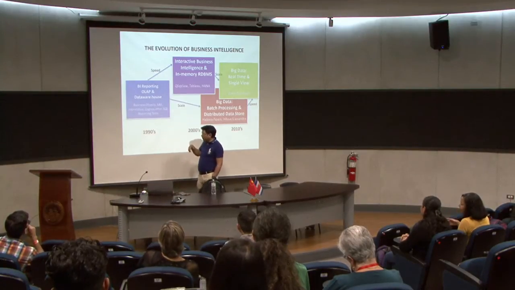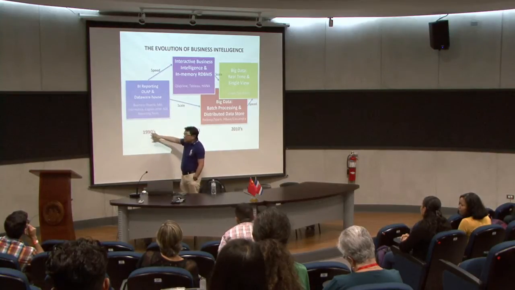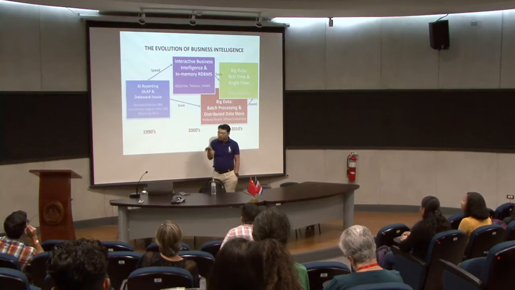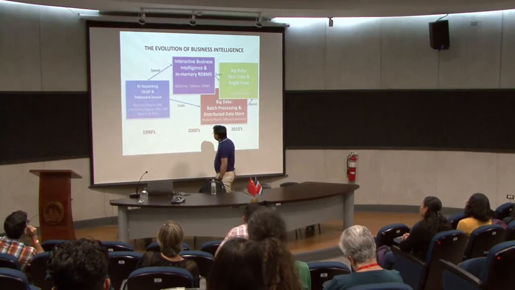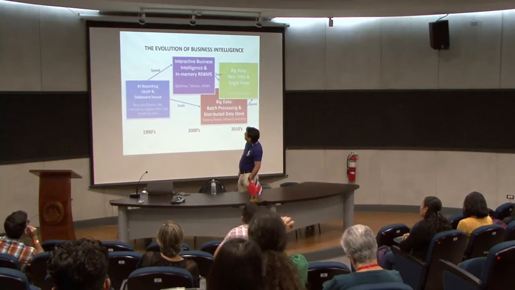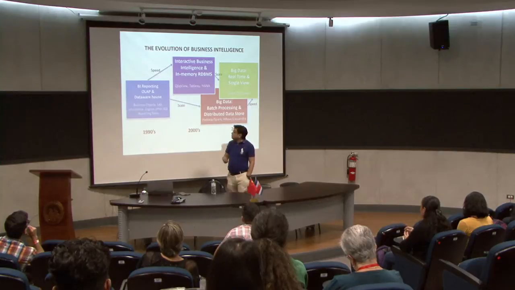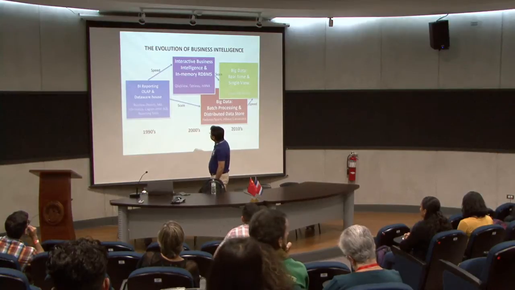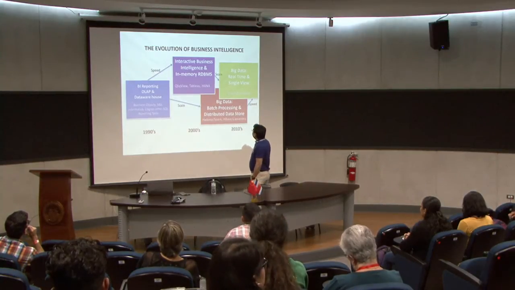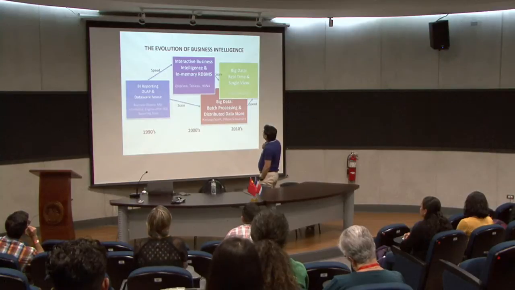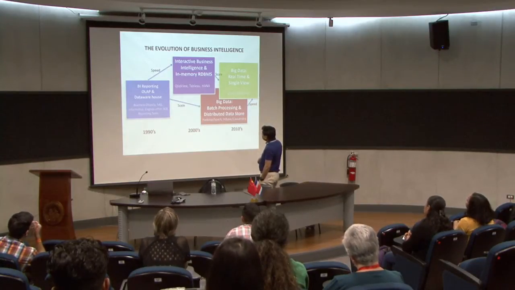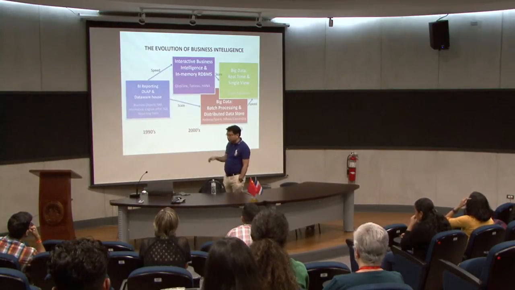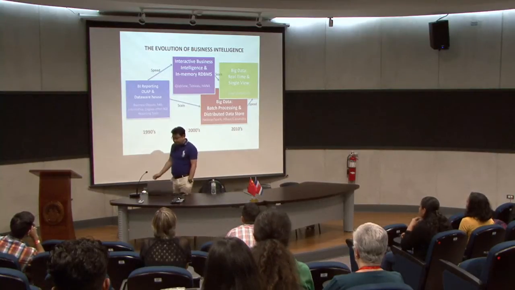As mentioned before, in the 1990s we used OLTP and data warehouses to manage data. In 2000, we used interactive business intelligence and in-memory RDBMS to manage the databases. And now, in 2010, we use more advanced processing, batch processing and distributed processing, to manage big data.